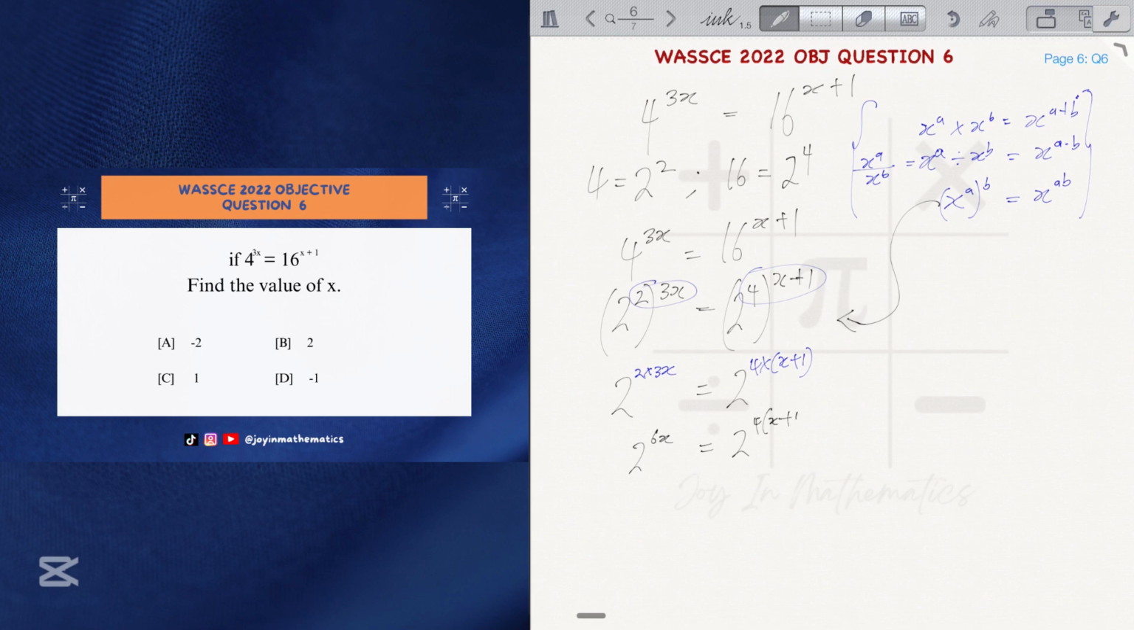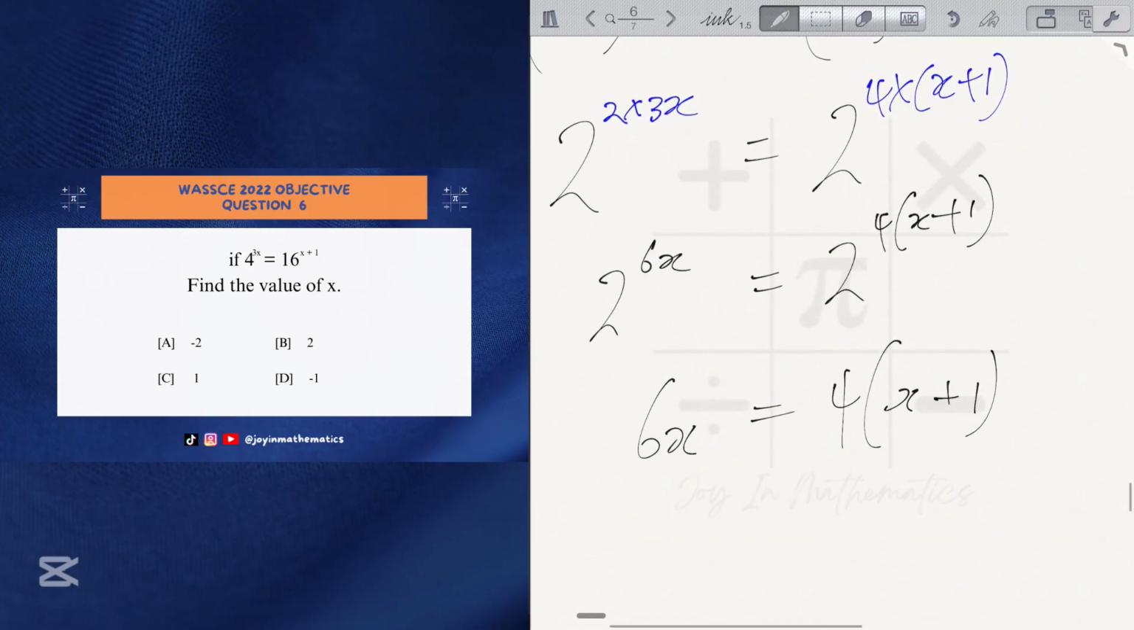Let's leave it that way. So now we have the same base. When we have the same base, all we have to do is equate the powers. So let's equate the powers now. So we have 6x is equal to 4 into x plus 1. What did we do? We equated the powers.